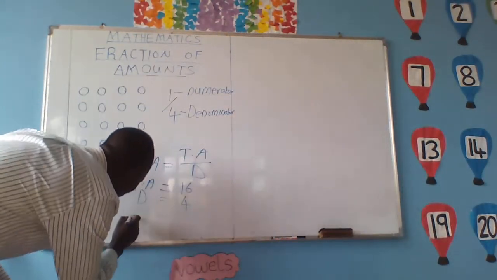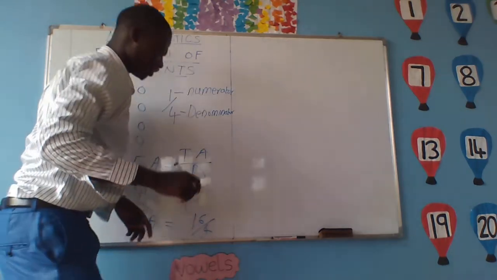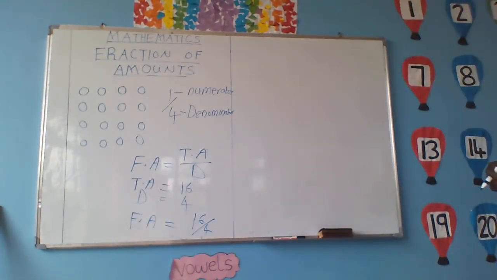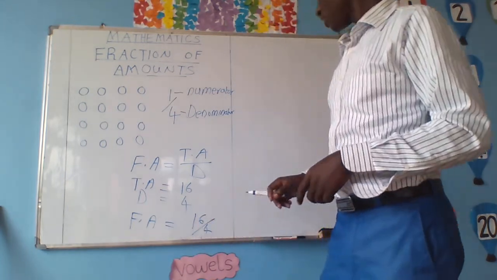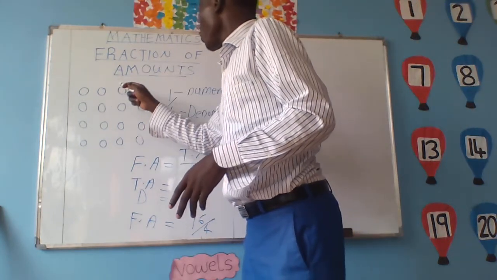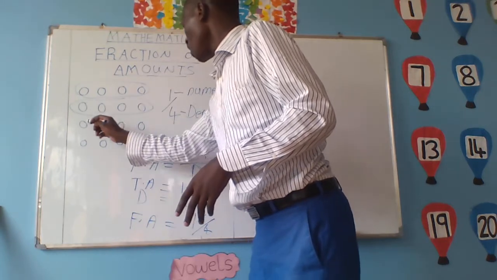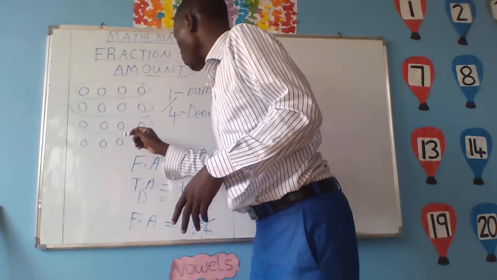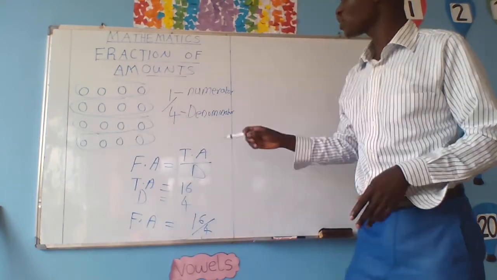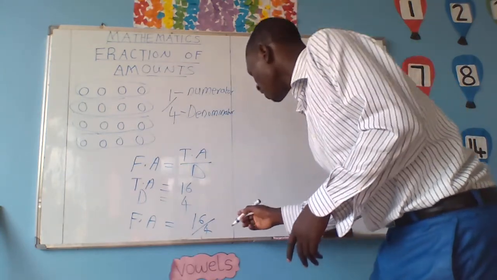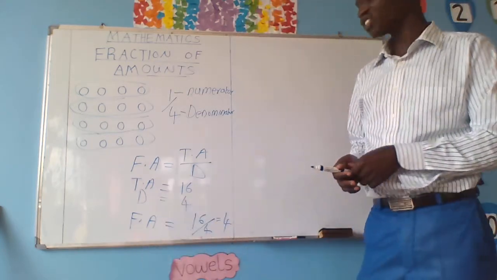So fraction of amount is equal to 16 divided by 4. That means we are looking for groups of 4 bottle tops until these 16 are finished. Let us count them. 1, 2, 3, 4, this is the first group. 1, 2, 3, 4, the second group. 1, 2, 3, 4, the third group. 1, 2, 3, 4, the fourth group. So 16 divided by 4 is equal to 4. This is the way of finding fractions of amount.